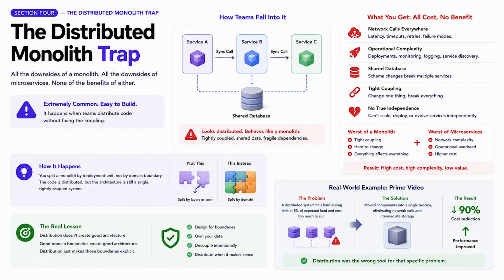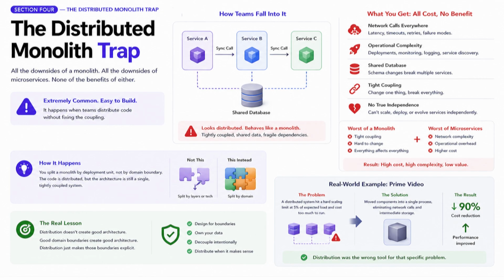Prime Video's team built a distributed system that hit a hard scaling limit at 5% of expected load and cost too much to run. When they moved the components into a single process, eliminating the network calls and intermediate storage, costs dropped 90% and performance improved. Distribution was the wrong tool for that specific problem.